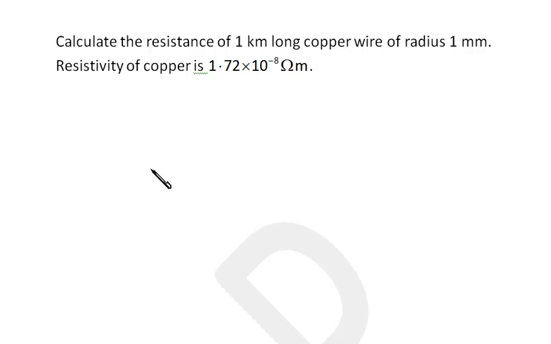Now in this case, calculate the resistance of a 1 kilometer long copper wire of radius 1 mm. The resistivity of copper is given. Now we know the length of the wire is 1 kilometer; let's convert it into meter. Now the radius is 1 mm. We have to calculate the area of the cross section, that is pi r square, so it's 22 by 7 into r, which is 1 mm.